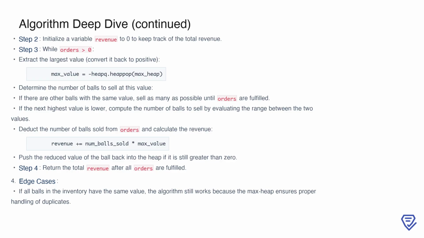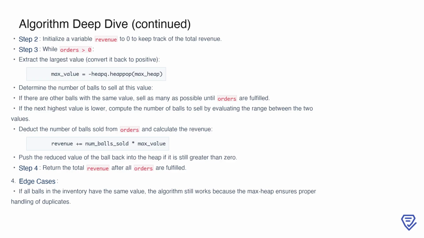First, we initialize a variable, revenue, to 0. This will keep track of the total revenue as we sell balls. The process involves a loop that continues until all orders are fulfilled. At each step, we extract the largest value from the heap. Since we stored negative values for max heap behavior, we convert the extracted value back to positive. With this value, we calculate how many balls can be sold.